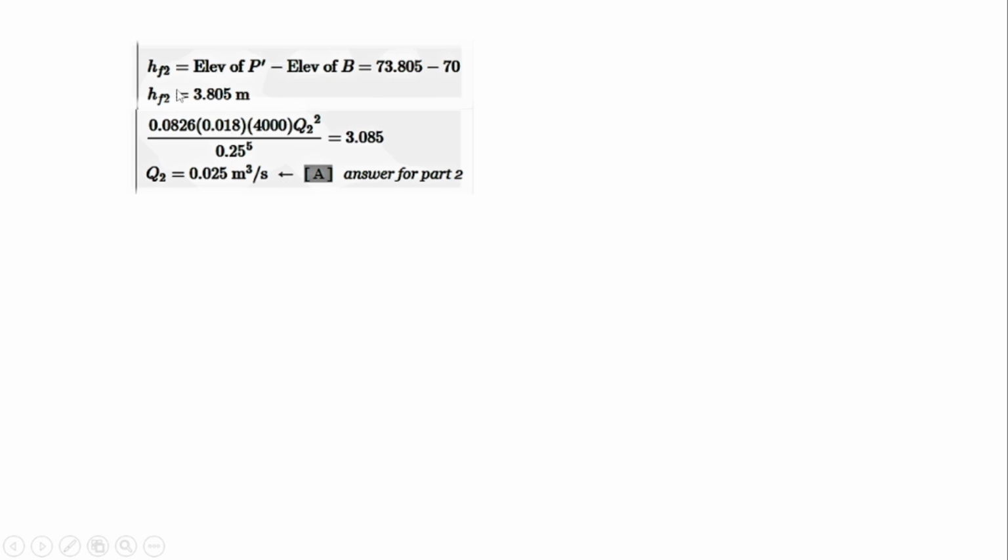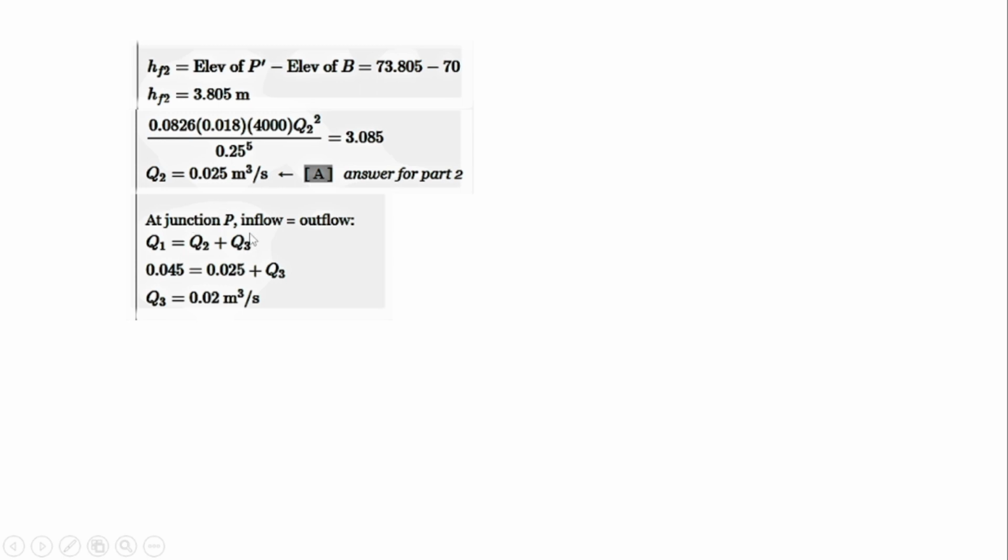Since we have now the value of the major head loss 2, we can compute the discharge 2, or the flow rate. 0.0826 times friction factor 0.018 times 4,000, which is the length, times Q2 squared, over 0.25 raised to 5, is equal to the major head loss 2, which is equal to 3.805. And therefore, the value of discharge 2 is equal to 0.025 cubic meter per second.